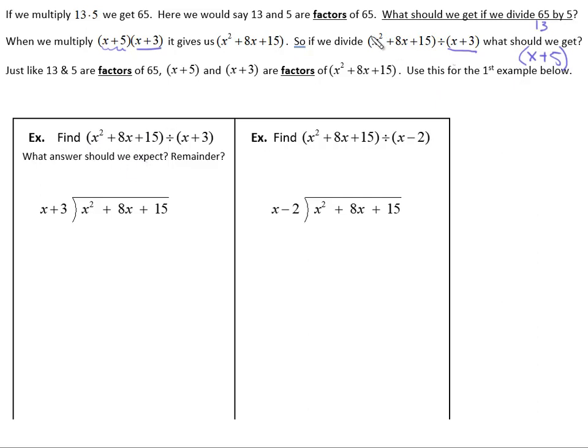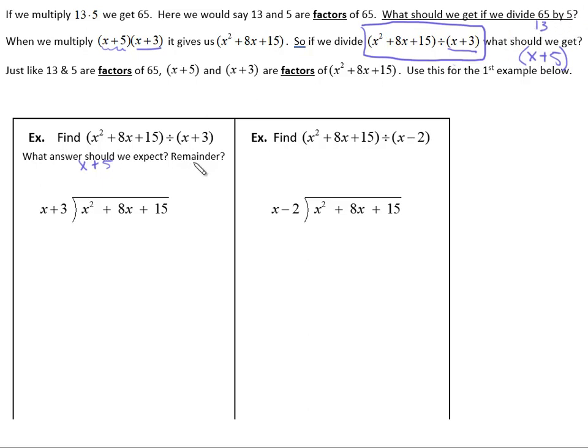And in fact, it's asking me to do this exact problem. Take x squared plus 8x plus 15 and divide it by x plus 3. So what answer should we expect? Well, we should get x plus 5 back. So we should expect to get x plus 5 out of here. And what remainder would we expect to get? Well, let's think about the numbers. If I divided 65 by 5, if 5 is a factor, should we get a remainder?